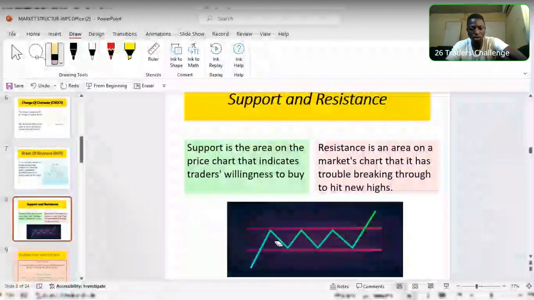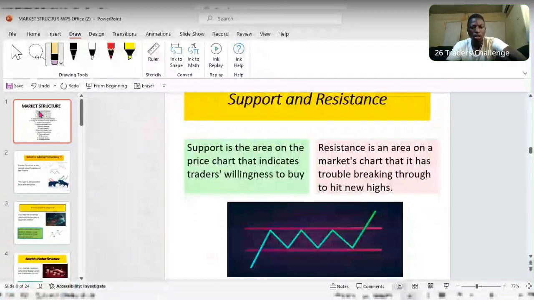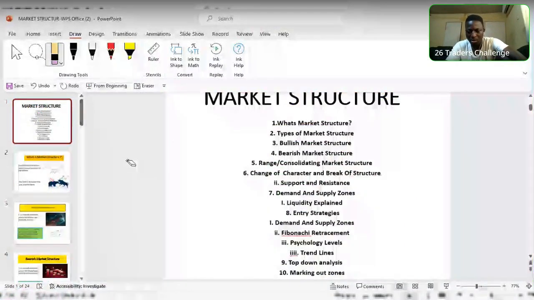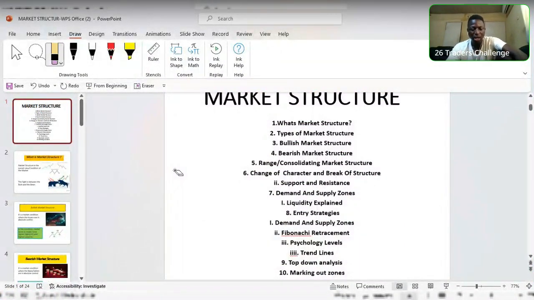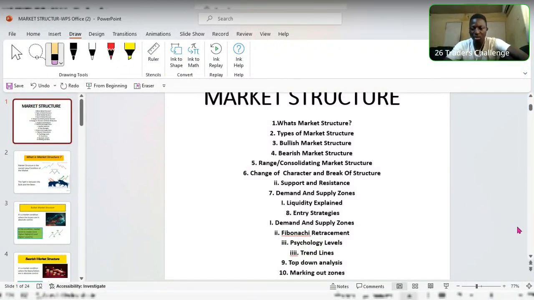So, where is the slide? We're talking about demand. Oh, we are going to entry strategies now. Strategies which you can use to enter trades, right? How can we enter trades? We're going to dwell on that. Okay, for some people that have been joining the trade analysis course, they have learned that already.